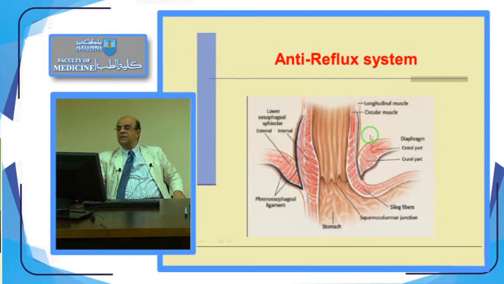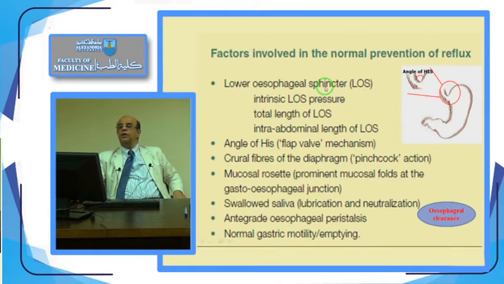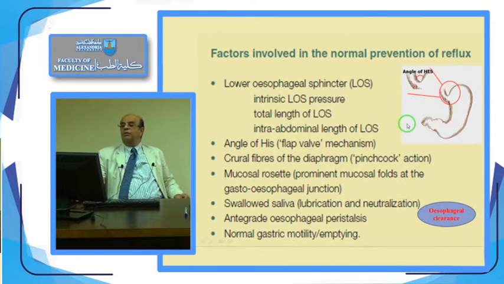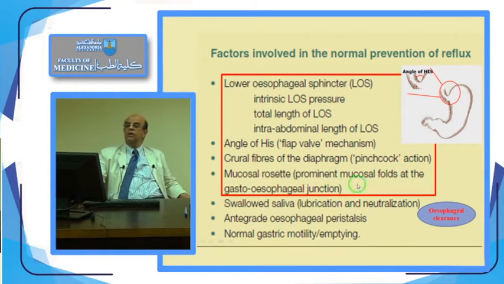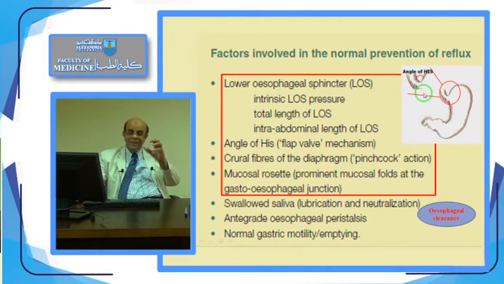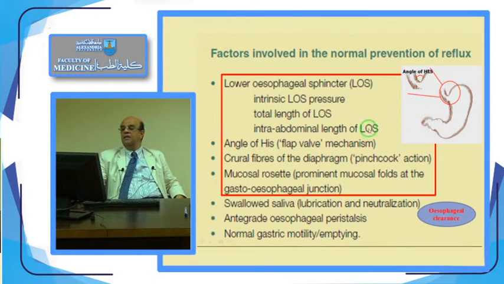So this is the anti-reflux system. We have spoken of the criteria that make the high pressure zone: the circular fibers, the sling fibers, the crura of the diaphragm, the phrenoesophageal membrane, and the intra-abdominal part of the esophagus. So the factors involved in the normal prevention of reflux are anatomical factors: the lower esophageal sphincter, intrinsic lower esophageal sphincter pressure, which is the innate pressure of the muscles in this region, the total length of the lower esophageal sphincter, part of which is the intra-abdominal part of the esophagus, the intra-abdominal length of the lower esophageal sphincter, and the total length of the high pressure zone.